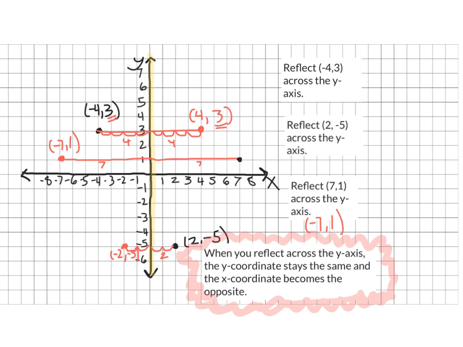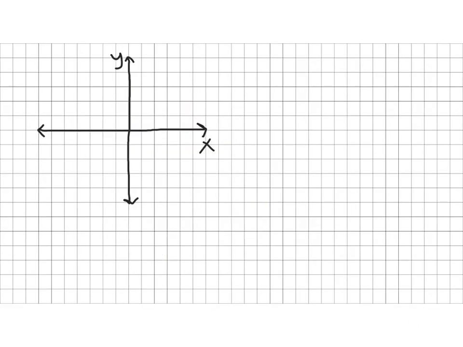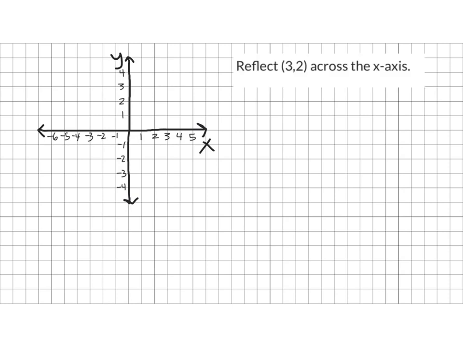What do you think is going to happen when we try reflecting across the x-axis? Go ahead and set up a new graph and we'll try it out. This one can be a little bit smaller. Okay, once you have your graph all set up, we are going to reflect the point 3, 2 across the x-axis. So now we're not reflecting across the y-axis anymore.